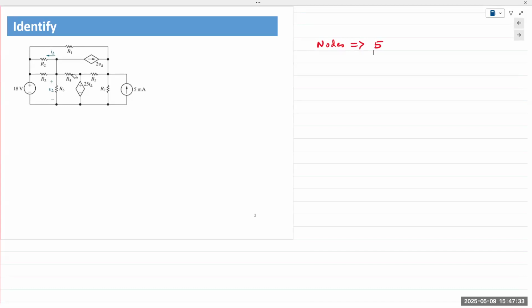You start at one point, you end up at the same point, and it does not contain any other loop inside. So I start at this point and I go around this. This is mesh 1. I start at this point and I go around here. That's mesh 2. Start at the bottom in the middle, I go around. That's mesh 3.